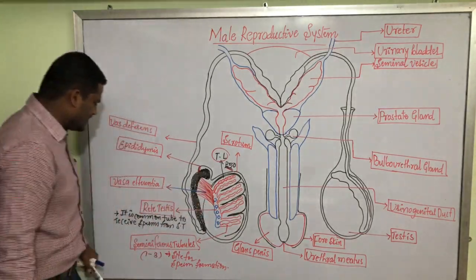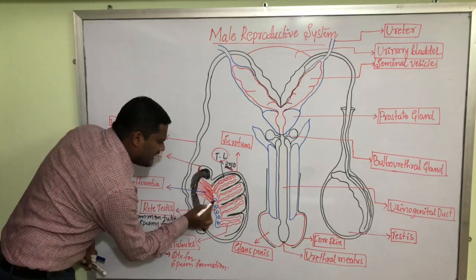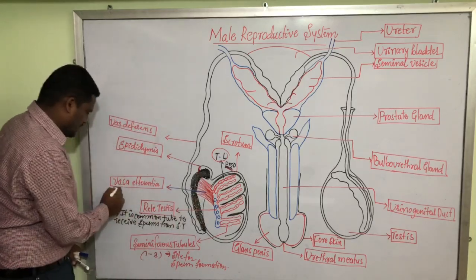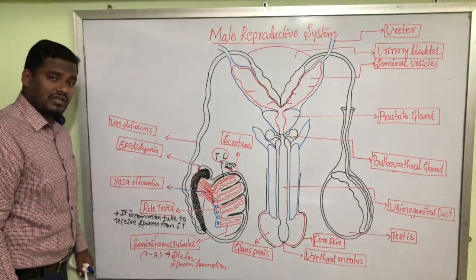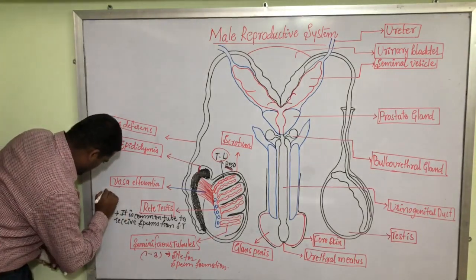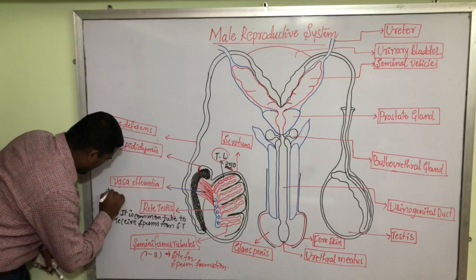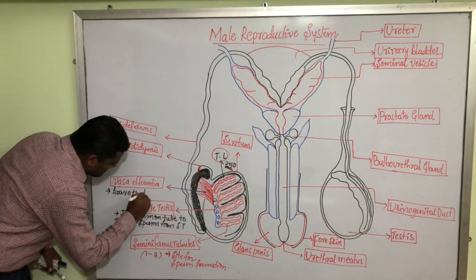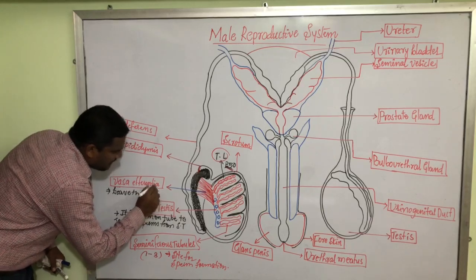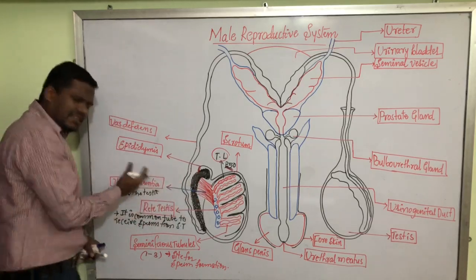Now from this rete testis we have certain fine tube-like structures. These tube-like structures are called vasa efferentia. They leave the testis. That means these vasa efferentia are outside the testis. They are leaving the testis.